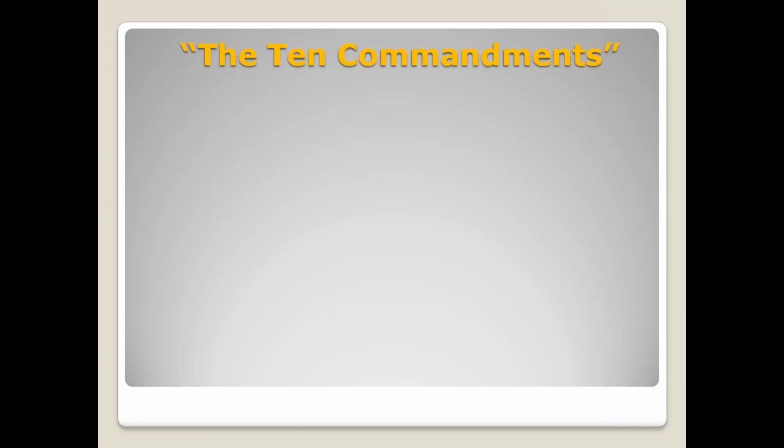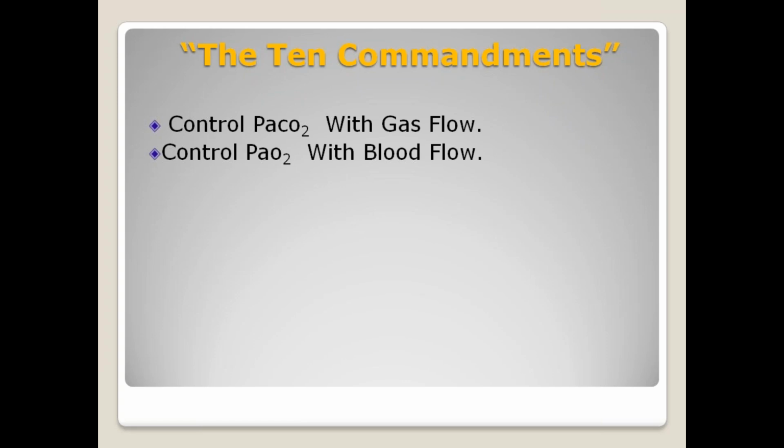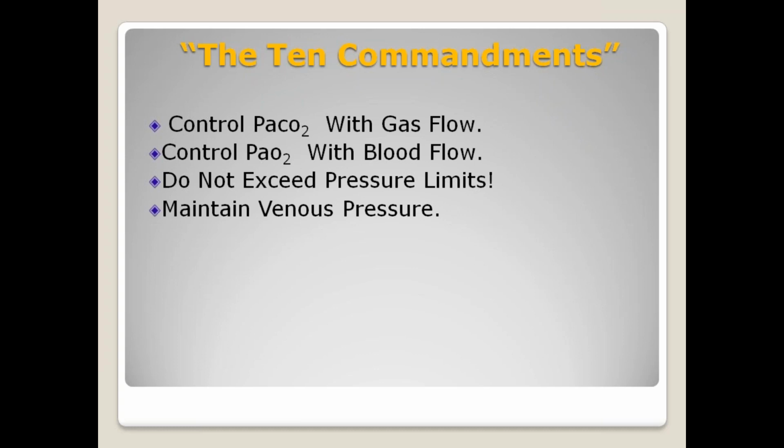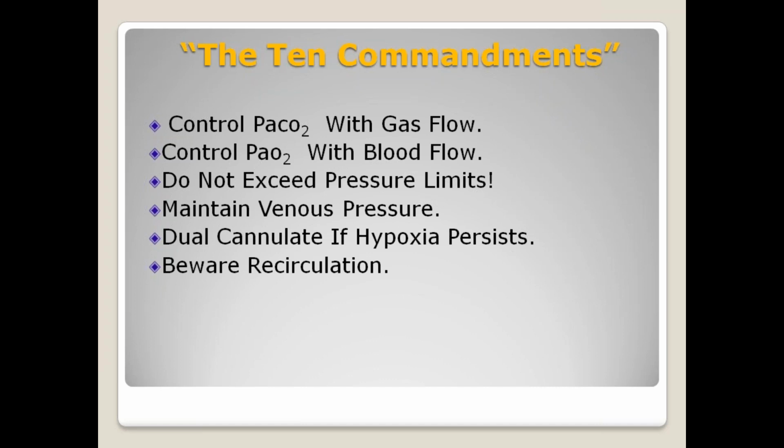So in short, what you need to remember: you control CO2 with the help of sweep gas. Control PO2 with the help of blood flow. Do not exceed pressure limits. Just keep that in mind. Maintain good venous pressure for good drainage. Dual cannulate if hypoxia persists. So don't worry about adding one more cannula.